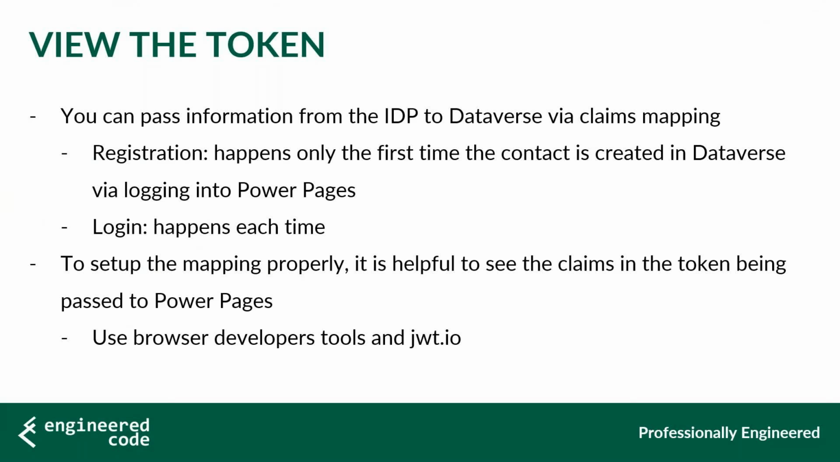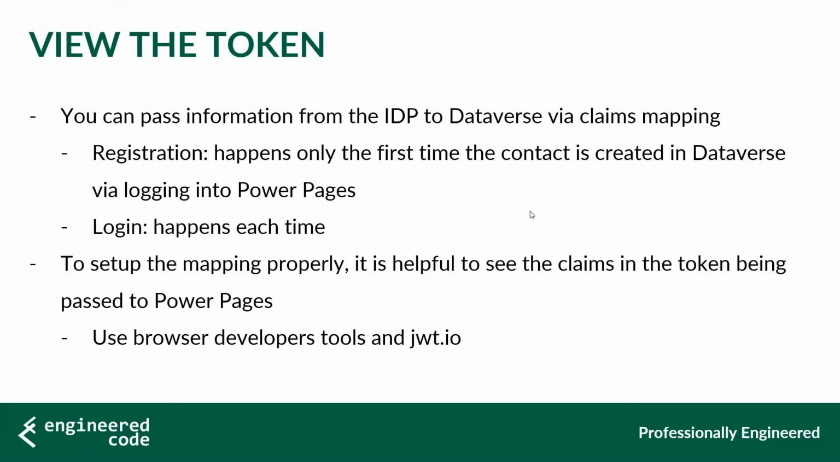Then what you can do is set up what are called claims mappings, to say, okay, every time they log in or when they register, I want you to take the first name from their claims, and their first name is in this field, maybe it's called the given name, and I want you to map that to the first name field in the contact. So you can set up these claims mappings so that when people are logging in or registering, it's updating data in Dataverse based on the token that comes over to Power Pages from your identity provider.